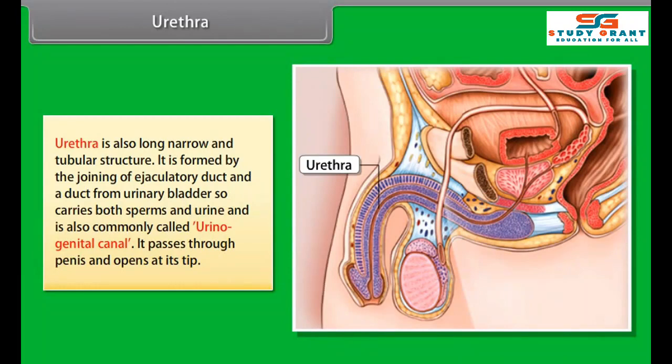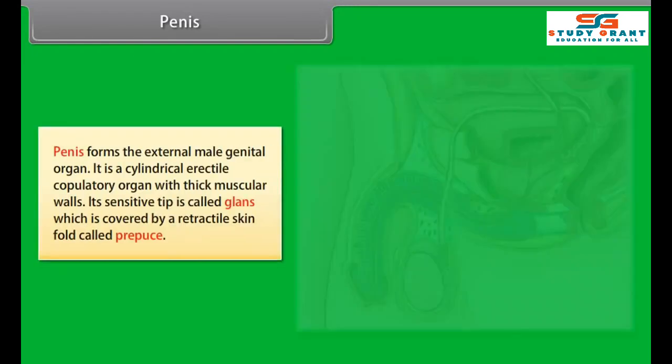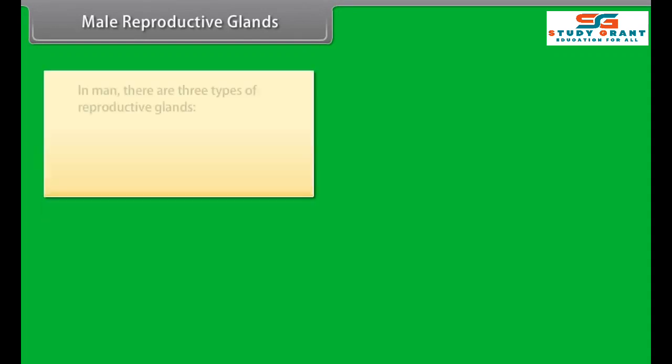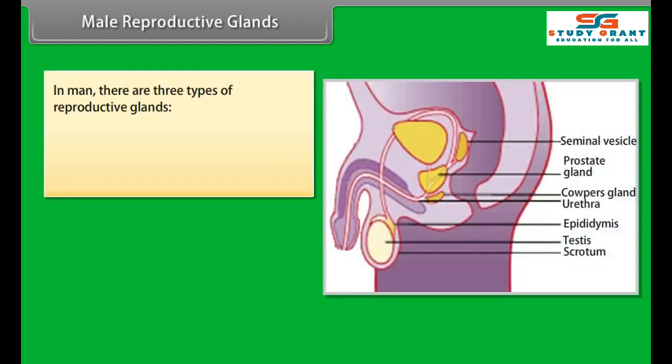Vas deferens. The sperms are carried by a long tube called vas deferens or sperm duct into organs called seminal vesicles, where the sperms get nourished and stored. Urethra. Urethra is also a long, narrow and tubular structure. It is formed by the joining of ejaculatory duct and a duct from urinary bladder, so it carries both sperms and urine, and is also commonly called urinogenital canal. It passes through penis and opens at its tip.